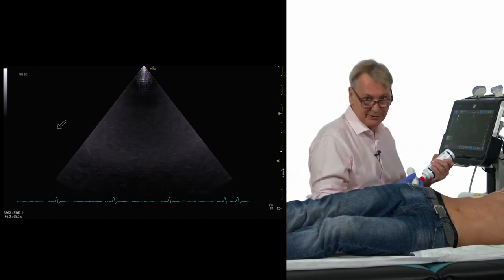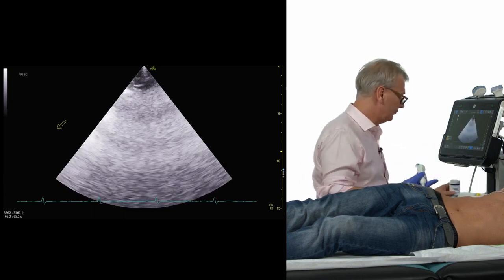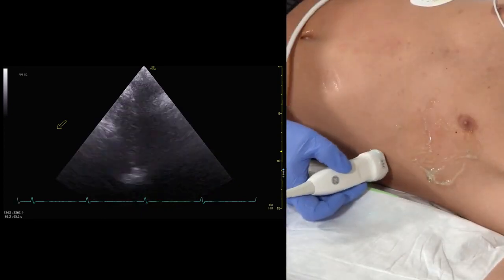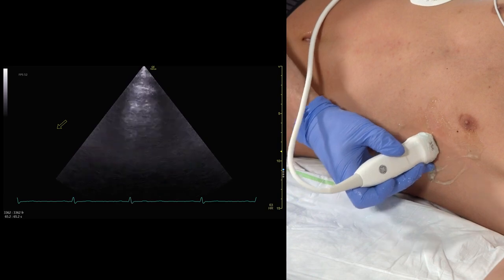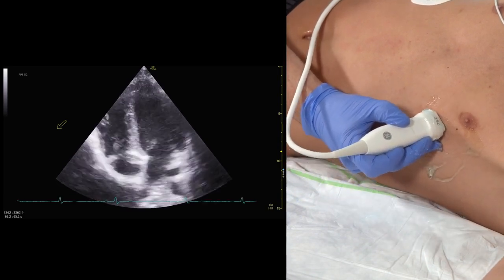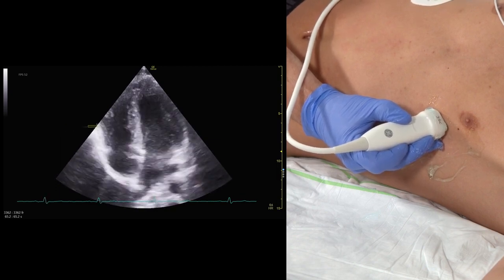Well, you place the patient in a left lateral position, and you ask the patient to raise his left arm, and then you place the transducer at the apex, pointing the transducer towards the shoulder, towards the right shoulder, and then you would obtain a view which looks like this. What structures can you see?